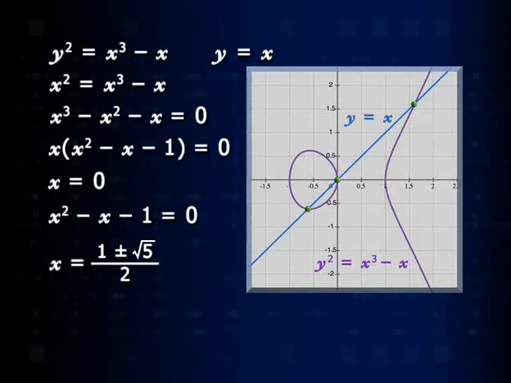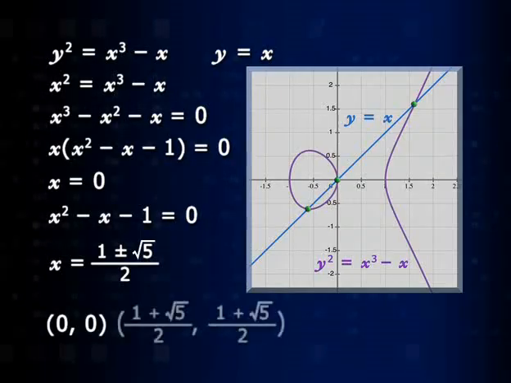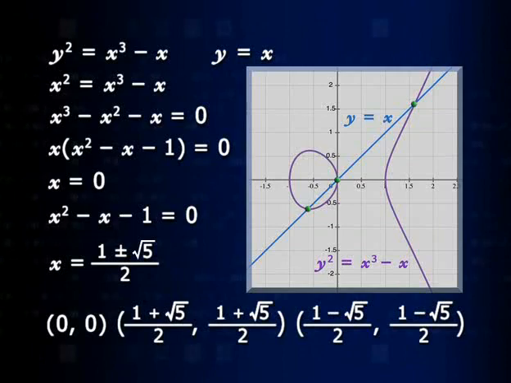Now, finding the y values in this case is easy, since these points are all on the line y equals x. In other words, x and y have the same value. So we actually found the 3 points of intersection of this cubic elliptic curve, I should say, and this line, namely (0, 0), and then the golden ratio, comma, itself, and the conjugate, (1 minus square root of 5) over 2, comma, itself.